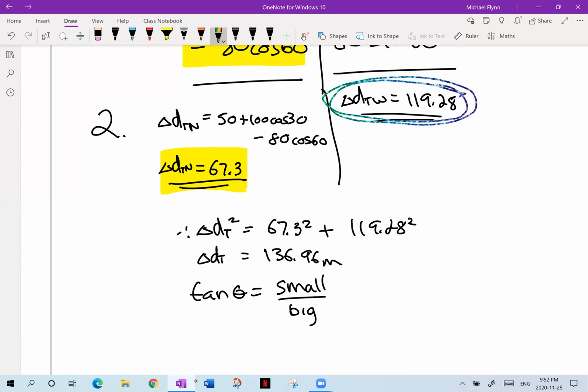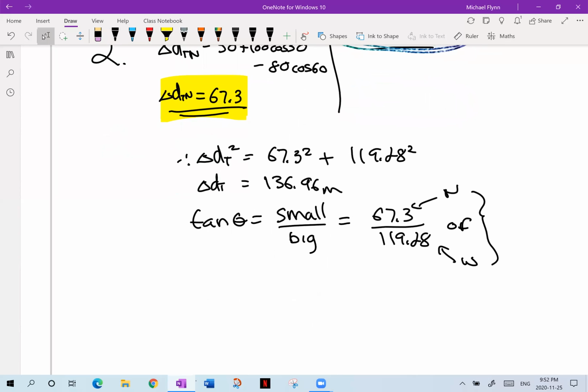So what I do is I'm going to write here my tan of theta equal to 67.3 divided by 119.28. And I'm just going to take note, I put the north one on top, the west one on the bottom. So when I find my answer, it's going to be north of west. So I take 67.3, divide it by 119.28, take inverse tan, and I get 29.4 degrees. So theta equals 29.4 degrees, north of west.